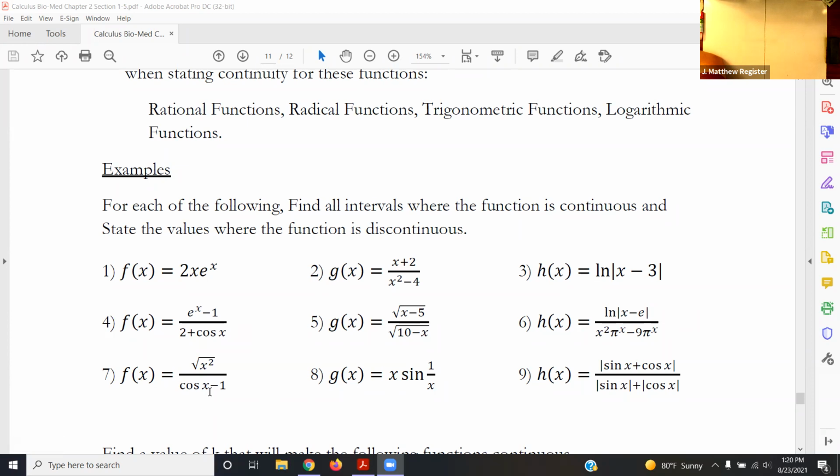7 is gross because cosine of x minus 1 is going to be 0 an infinite number of times. For 8, we have the 1 over x, and we can't have 0 in the denominator.